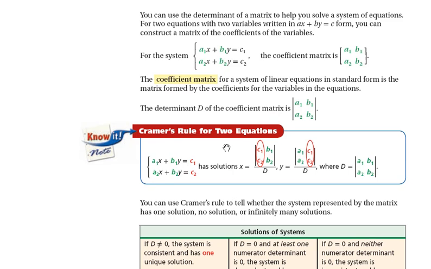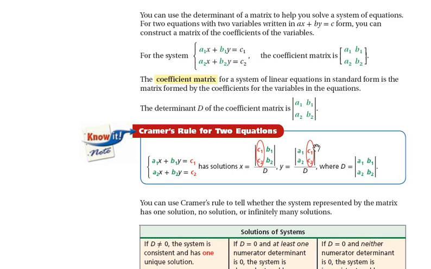And what you can do, there's something called Cramer's rule for two linear equations. What you need to do to find the x and y coordinates of where these two linear equations will cross is take the constants, C1 and C2 in this case, and to find your x coordinate, you put those in the first column, and you leave the b's alone here, and you find the determinant of this top matrix divided by D, which is the coefficient matrix. That will give you the x coordinate.